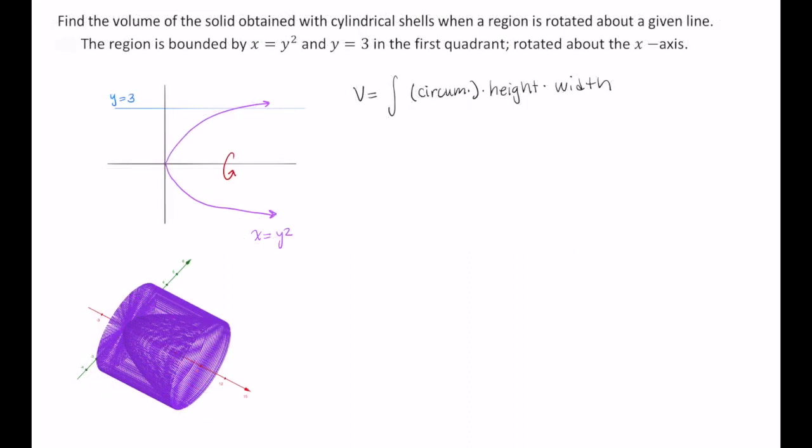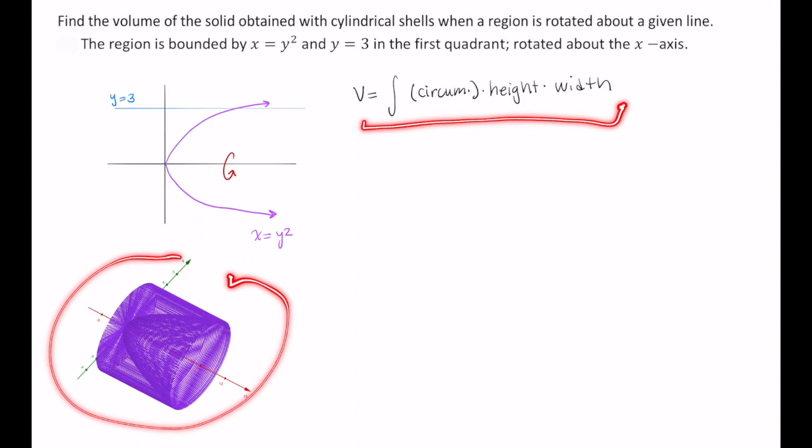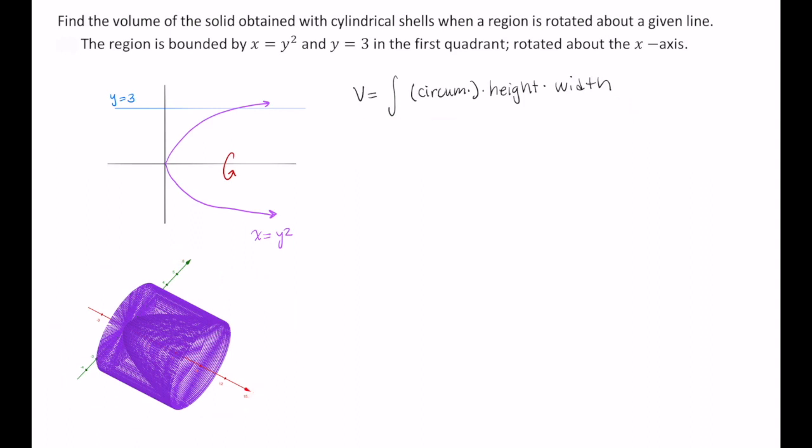Okay, so let's review in the most basic terms what it means to find a volume by cylindrical shells. The integral of the circumference of the cylinder, multiply that by the height, and multiply that by the width. All right, so now that we have this very informal integral for computing the volume of this solid or any solid of revolution using cylindrical shells, let's start figuring out what the different parts are.